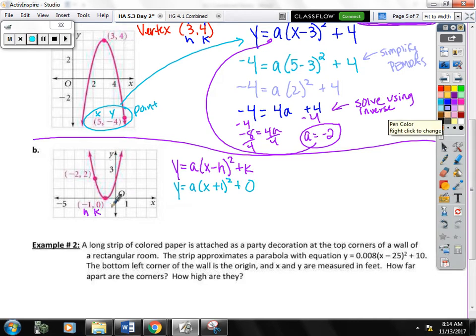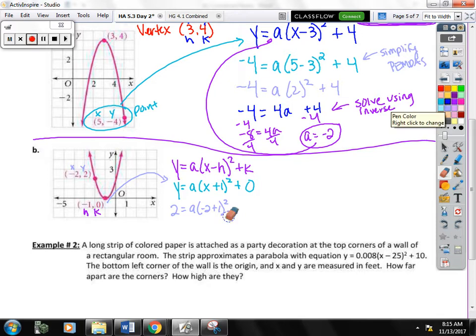So first step is to plug in the vertex. Second step is to plug in the point. So now we'll plug in x and y. Could you do those at the same time? Yes. It just makes it easier for a lot of you to do it separately. So this will be 2 equals a times negative 2 plus 1 squared. And I'm just going to drop off the plus 0 actually, because plus 0 doesn't do anything.